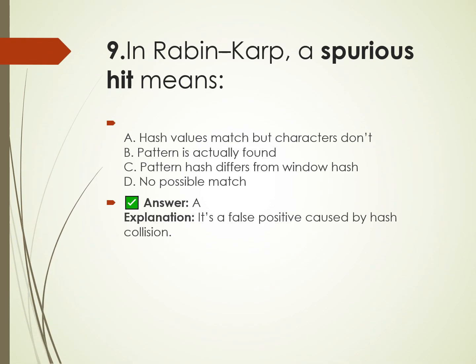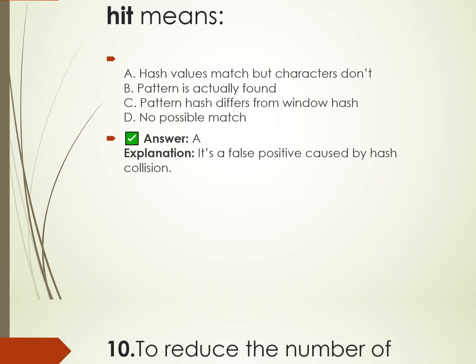In Rabin-Karp, a spurious hit means: A. Hash values match but characters don't. B. Pattern is actually found. C. Pattern hash differs from window hash. D. No possible match. Correct answer is A. It's a false positive caused by hash collision.